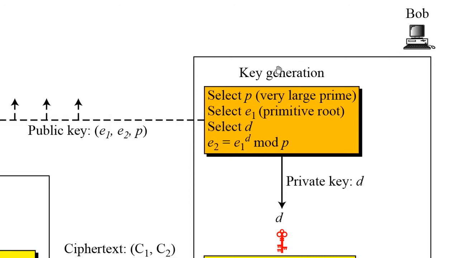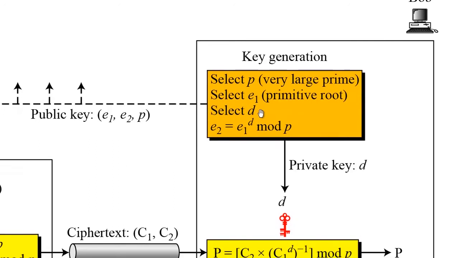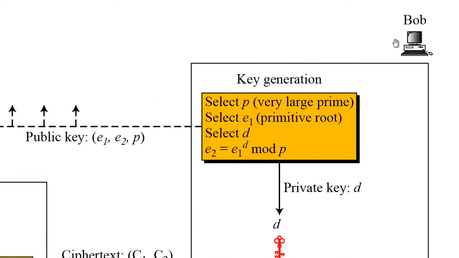Bob will do the key generation by selecting a very large prime number and a primitive root, that is P and E1, and then one secret value D, which is known only to Bob, nobody else. So, Bob chooses that particular value D, and the value is kept secret. Now, Bob will generate the public key. How is he generating the public key? E2 is equal to E1 power D mod P.